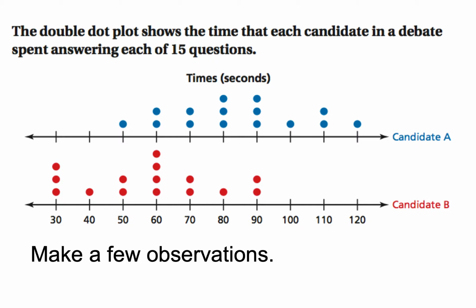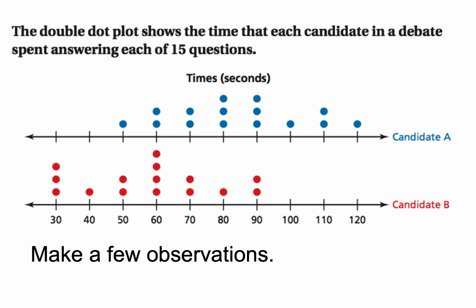The double dot plot shows the time that each candidate in a debate spent answering each of 15 questions. So there's 15 blue dots and 15 red dots. And they are plotted on line plots side by side here so we can make a few observations. Okay, observations that I make.